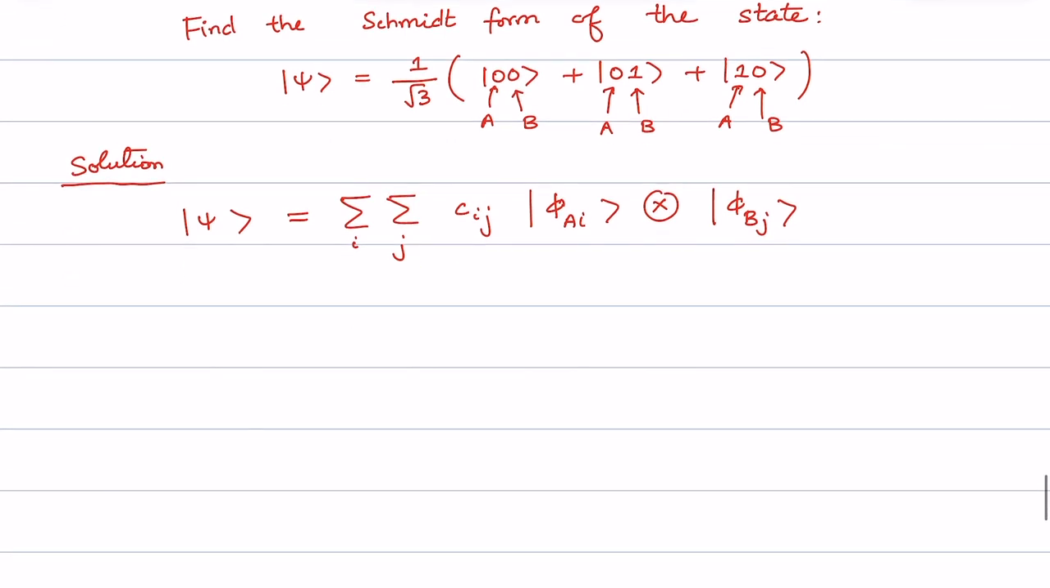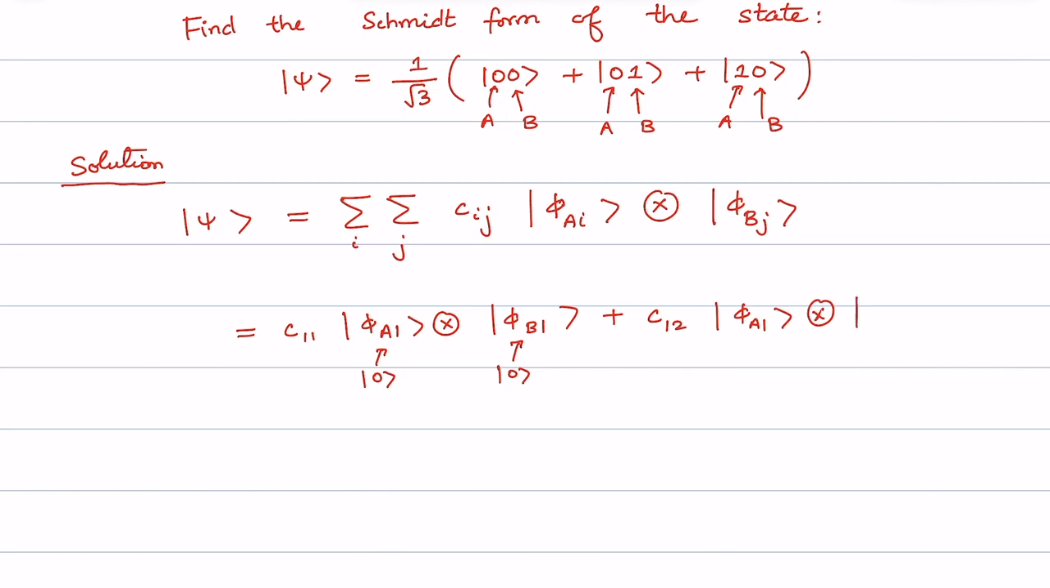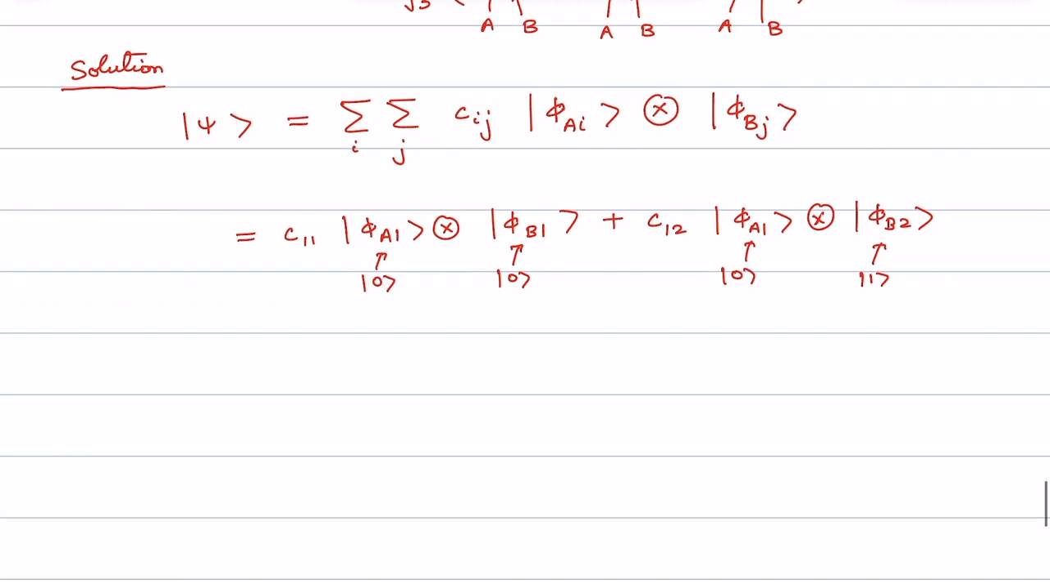So if I just open it up, what I will get is this. Let me write here C11 would be phi A1 direct product with phi B1, and this phi A1, as you can see, is ket 0, and phi B1, as you can see, is ket 0. And you will get other expressions like this: C12 would be phi A1 direct product with phi B2, and again you see phi A1 is ket 0, phi B2 is ket 1, and you will get C21 would be phi A2 direct product with phi B1, and phi A2 is ket 1, phi B1 is ket 0.